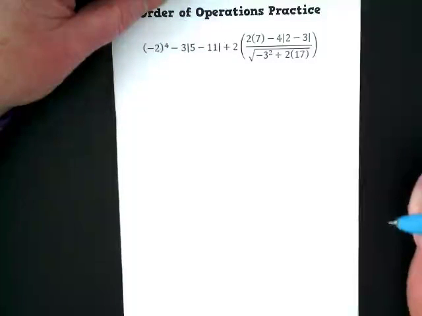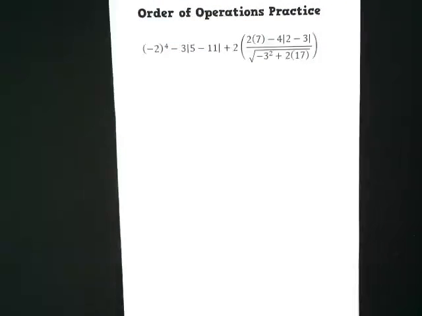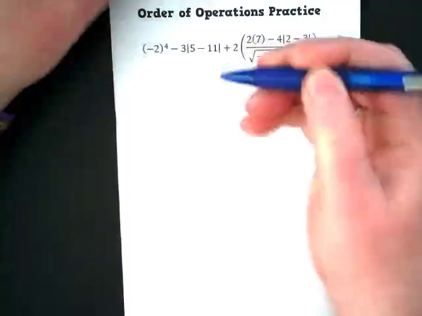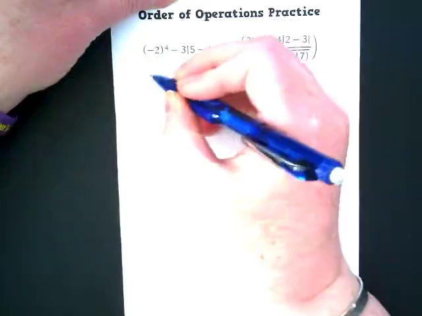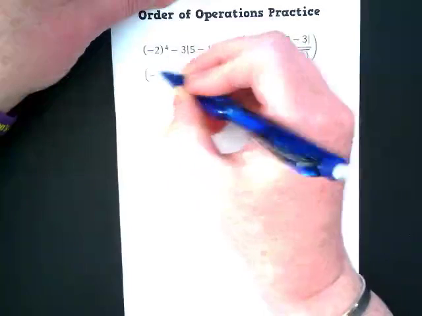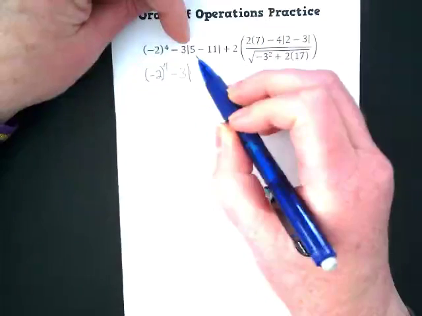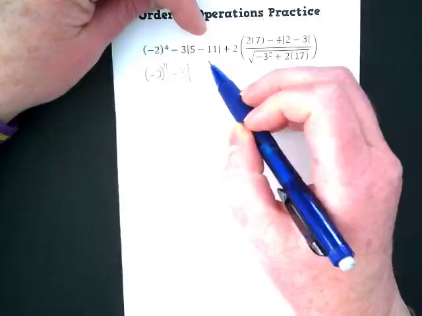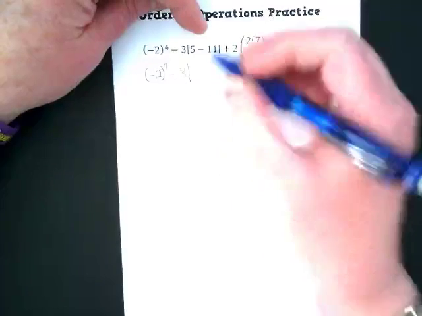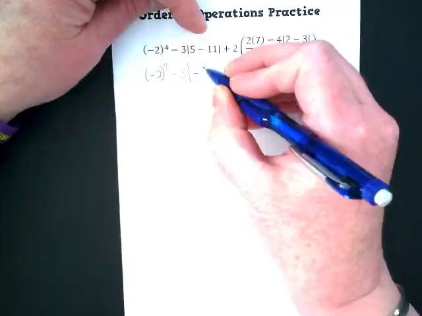You will need to write pretty small because there's a lot of steps to getting this problem done. And I think I'm going to get a pencil out, actually, because I know myself and I will probably make some mistakes as we go through this. So whenever you're solving expressions, you just bring down the parts you're not touching. 5 minus 11 inside the absolute value is going to be negative 6.